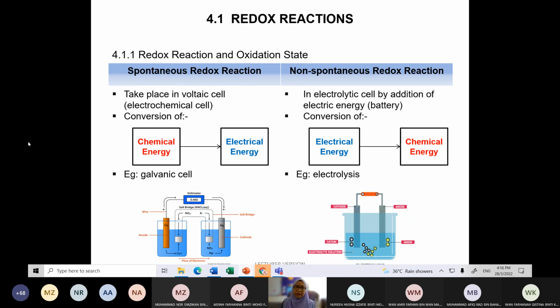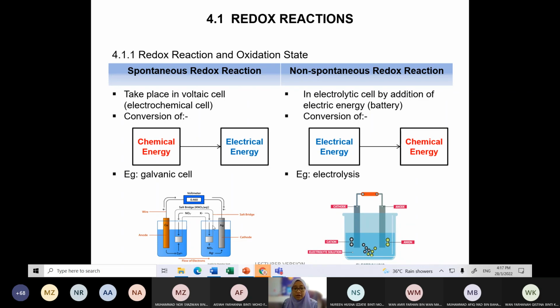So spontaneous redox reaction takes place in a voltaic cell, or also known as electrochemical cell. What happens in this spontaneous reaction is that the chemical energy of the substance will be changed into electrical energy. For example, we have galvanic cell. Galvanic cell is an example of electrochemical cell. So this is how a galvanic cell looks like.